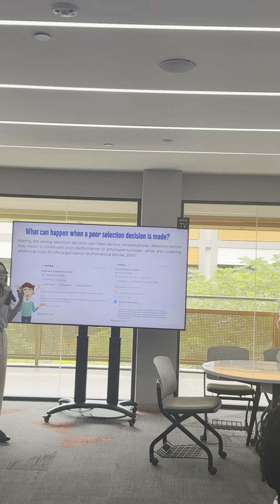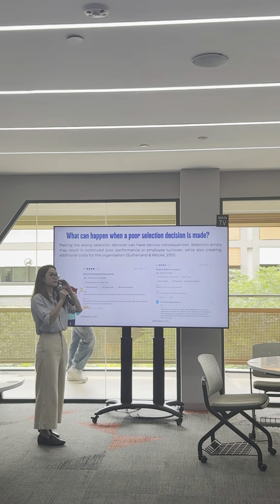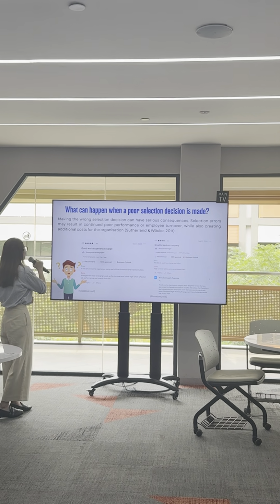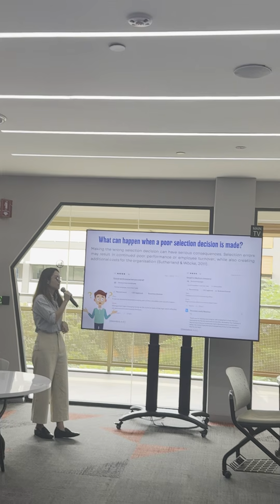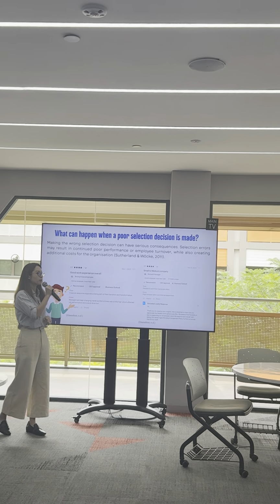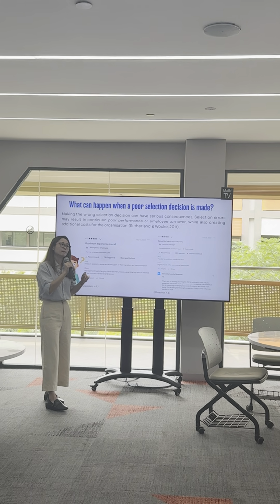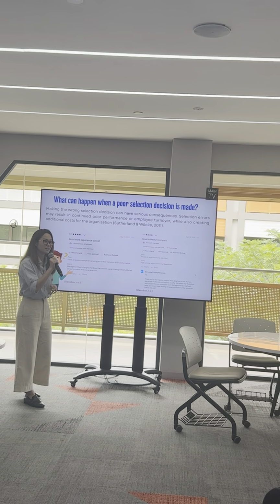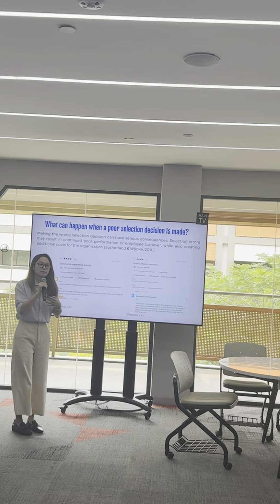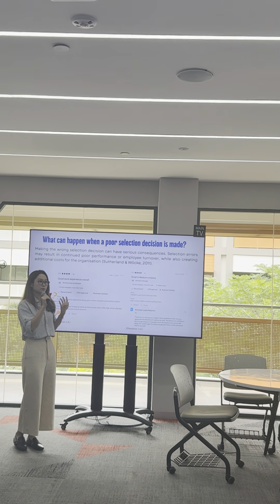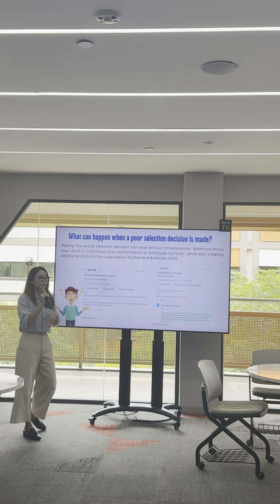Okay, so what will happen if you are hiring the wrong person in your organization? And this is the internal side, right? As you can see, making the wrong selection decision can have serious consequences. Selection error may result in continued poor performance or employee turnover. We are also creating additional costs for the organization. I do believe we discussed the hiring cost last week, right? If you are facing high turnover, some people may leave and then HR may need to spend more time or money to interview new people for the organization.